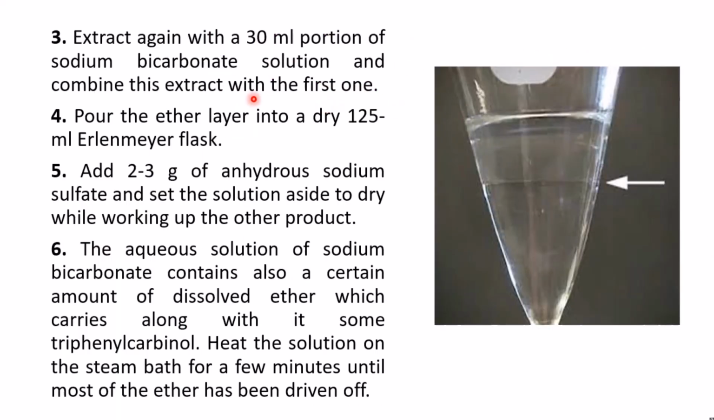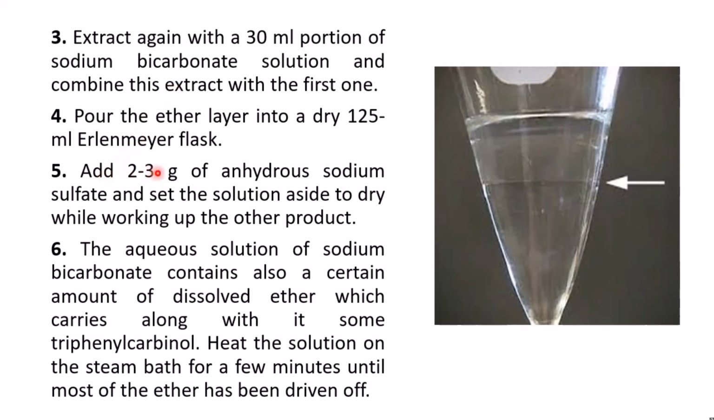Next is to do the extraction one more time. After draining off your ether layer and having your aqueous layer, you wash it again with 30 ml portions of the sodium bicarbonate. So you wash the ether layer one more time, about 1 or 2 more times, just to be sure that you've had a greater amount of your organic component coming into the ether layer, while leaving the ether layer and having most of your benzoic acid going into the aqueous layer.